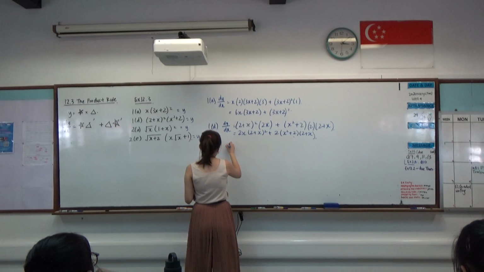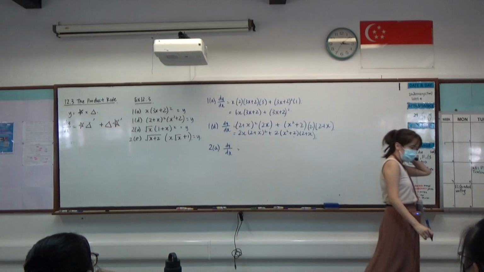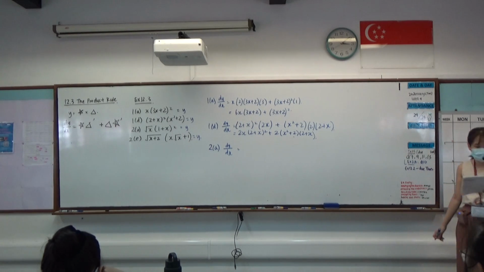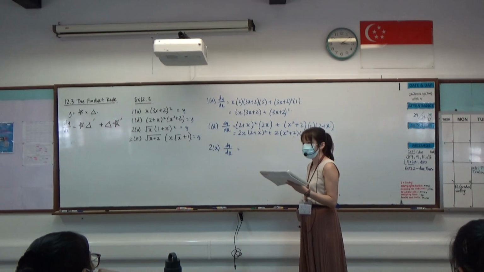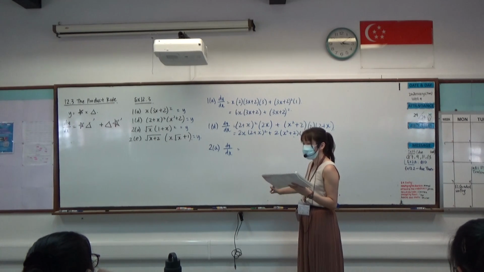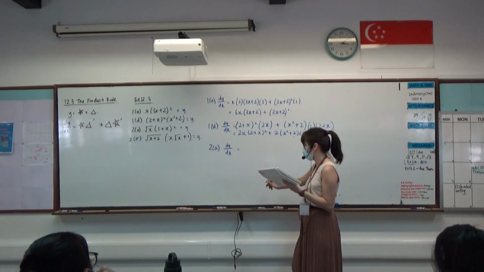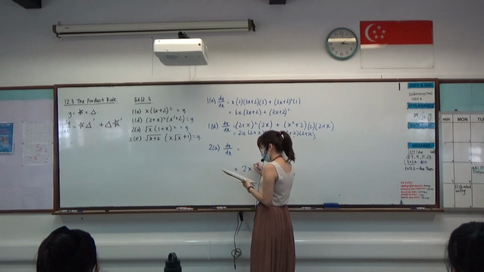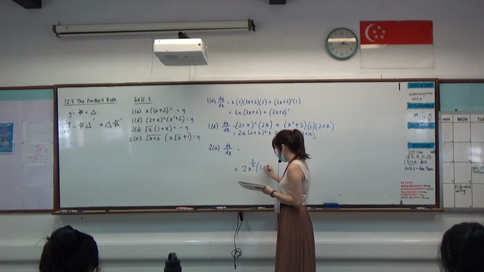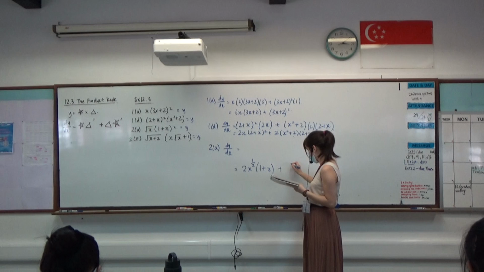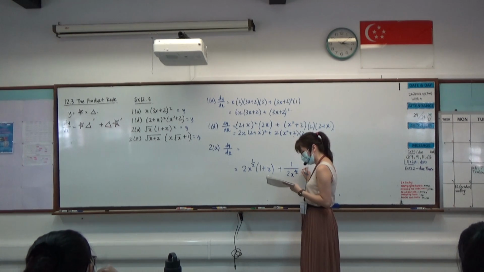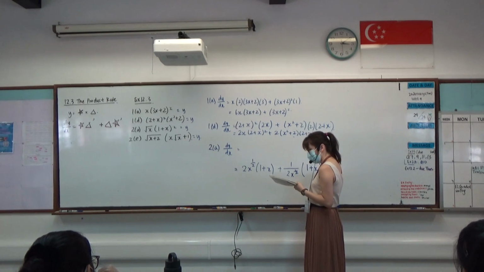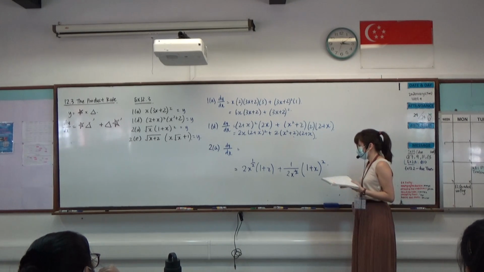Next, 2a. What would the derivative be, Nicole? You don't know what to do? Or you haven't done it? Okay, Wayne? Huh? 2a? The answer? 2x to the power of half, plus 1 over 2 x to the power of half, bracket like that, 1 plus x like that, squared. Like this. Okay, so let's check our answer.